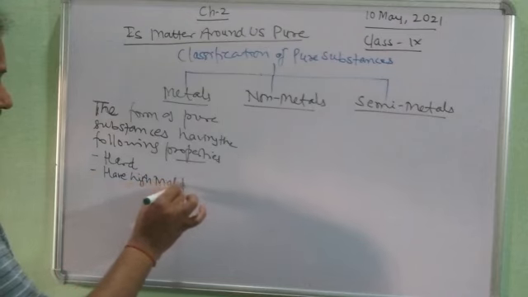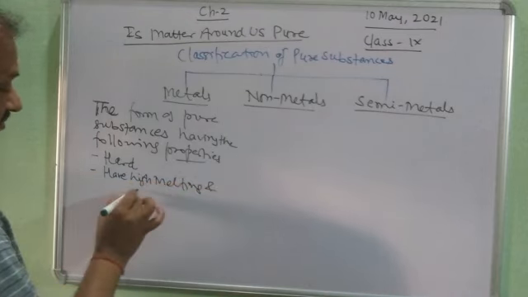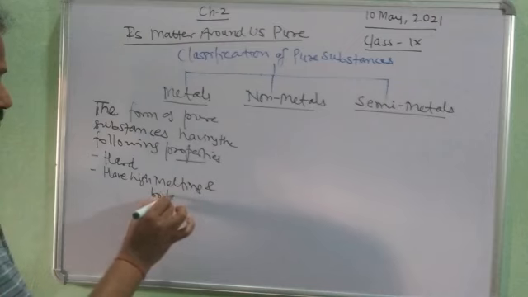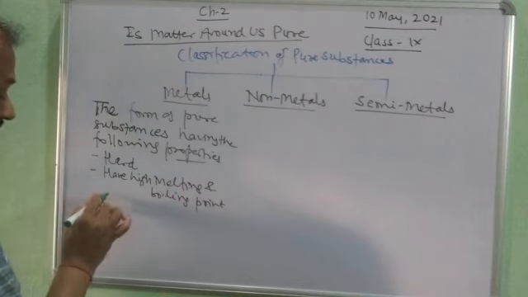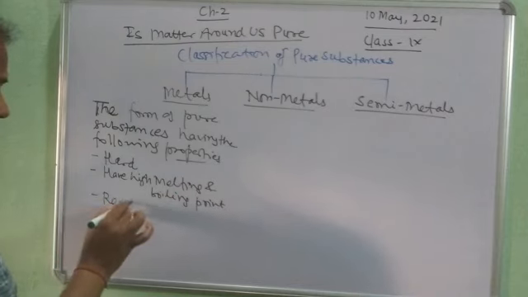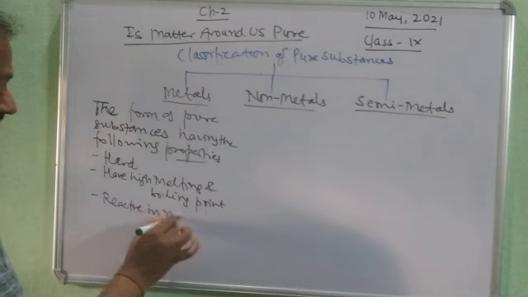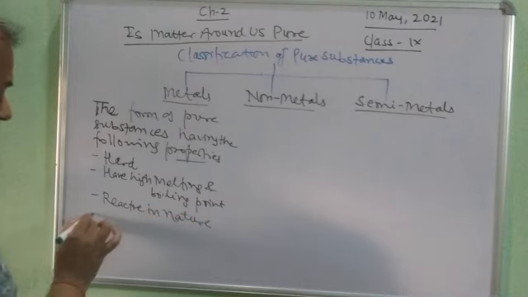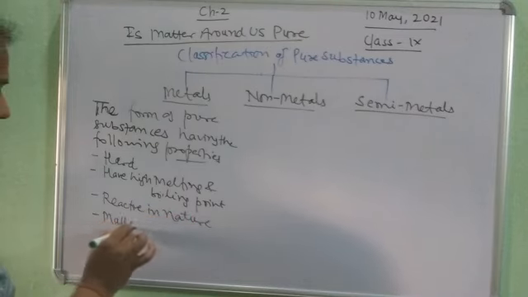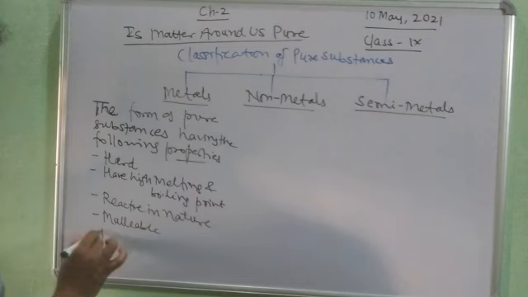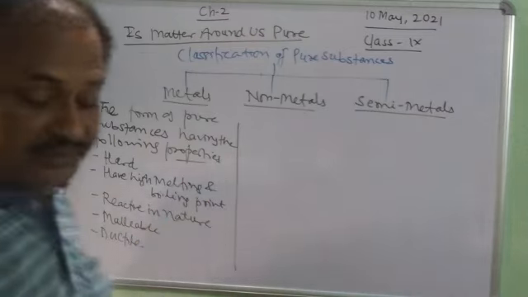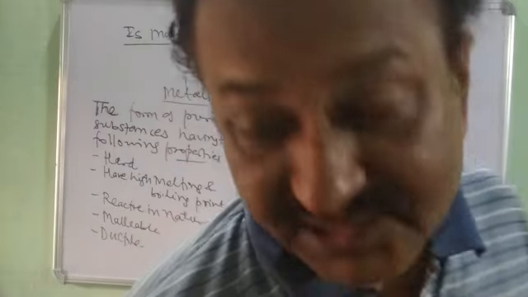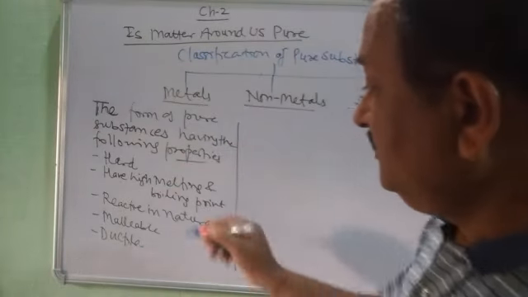have high melting and boiling points, reactive. They are reactive in nature. They are malleable. They are ductile. So these are the properties of metals. Now we'll see.